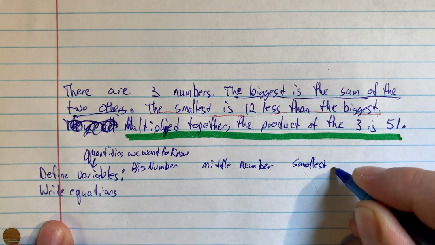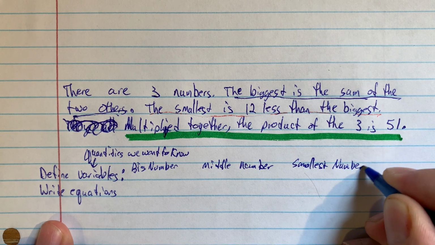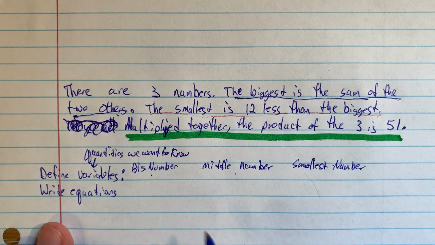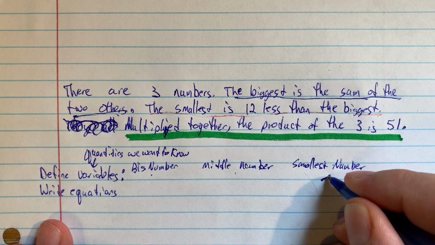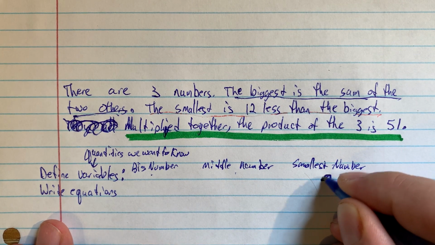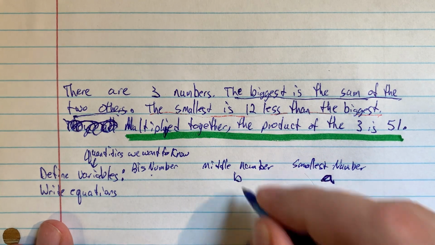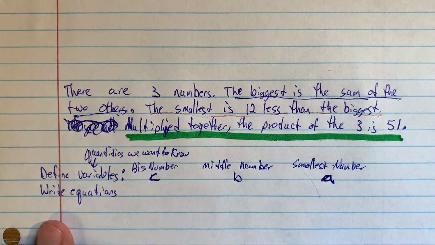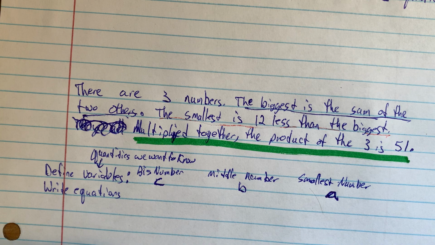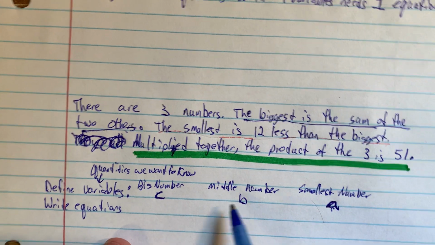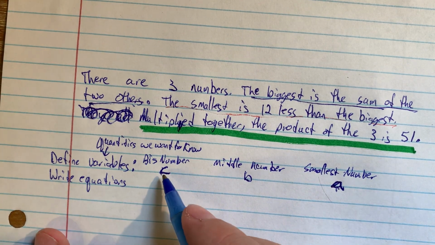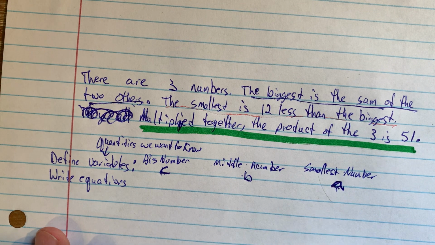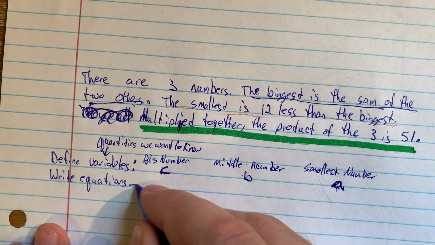And it's really helpful to explicitly write what each of your variables is and choose a letter for it. I think for the smallest number, I'm going to choose A, because I know A is the smallest letter in the alphabet. For the middle number, I'll choose B, and for the biggest number, I'll choose C. And that'll help me remember that A is the smallest, C is the biggest, and B is the middle one. But I could use X, Y, Z. It doesn't really matter what letters I use, but these are going to be the variables that represent these things I don't know. And now I'm going to write the equations.